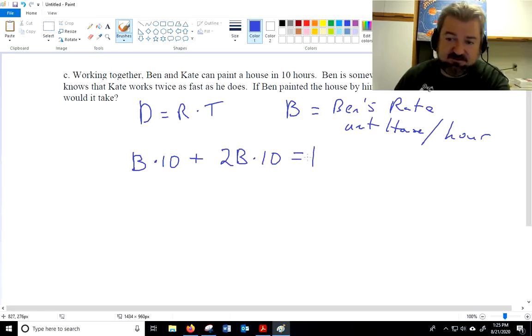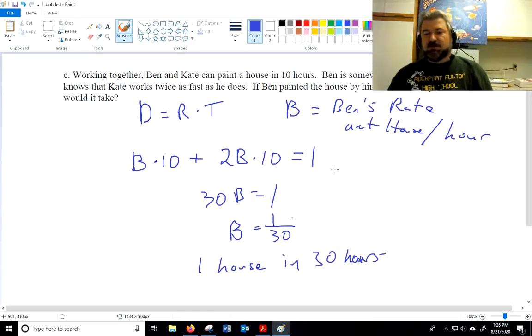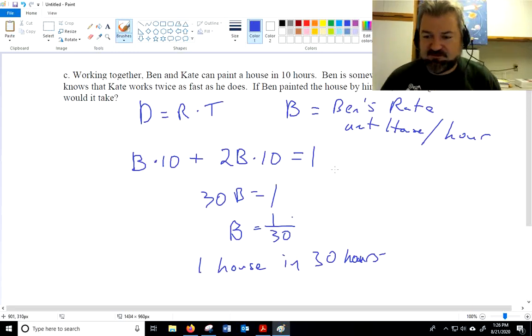If I said they painted two houses, you'd put a 2, etc. So that's 20B plus 10B. That's 30B equals 1. So it turns out Ben's rate is 1 over 30. What does that mean? One house per hour, in 30 hours. So it turns out Kate could have done this by herself and only worked another 15 hours. But there we go. That's the answer.